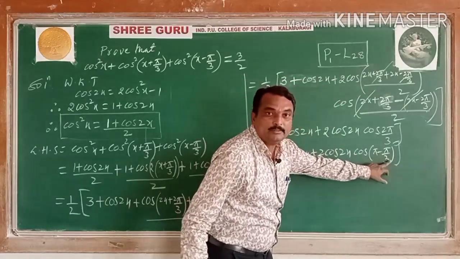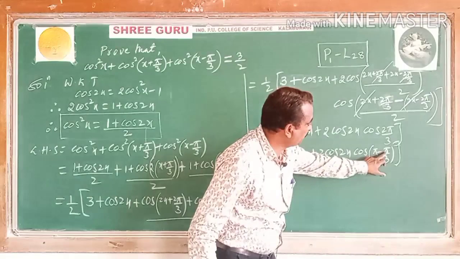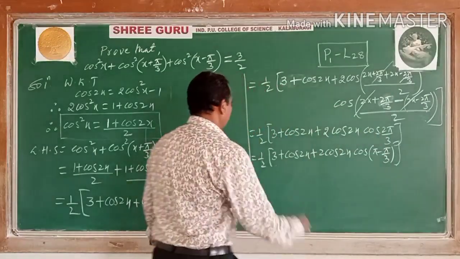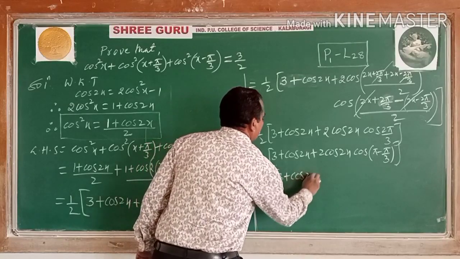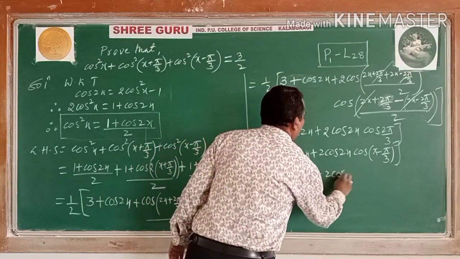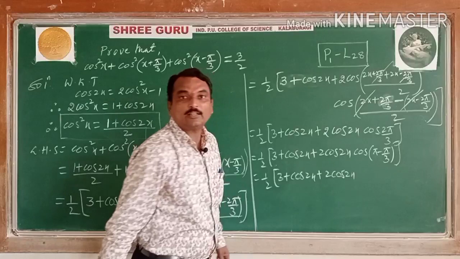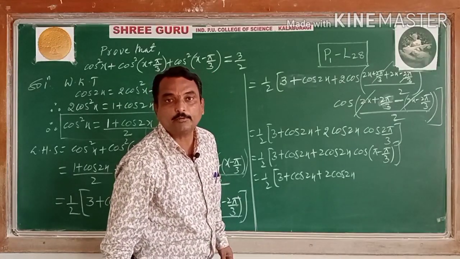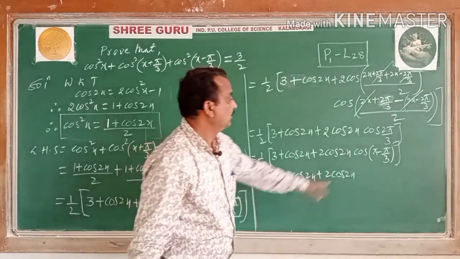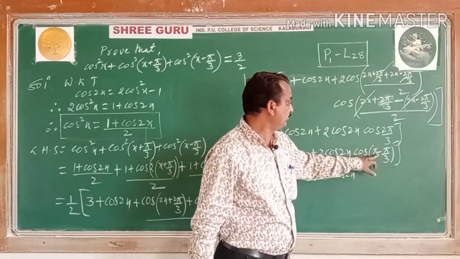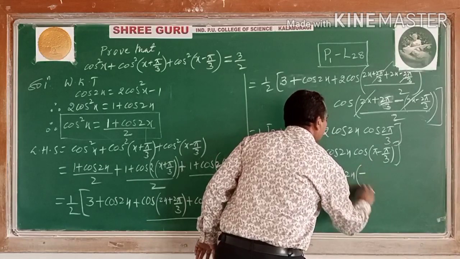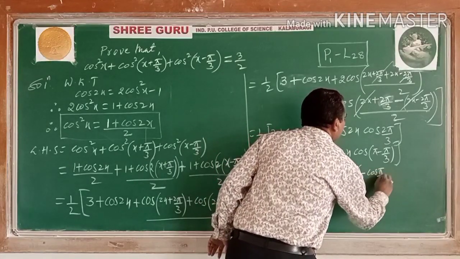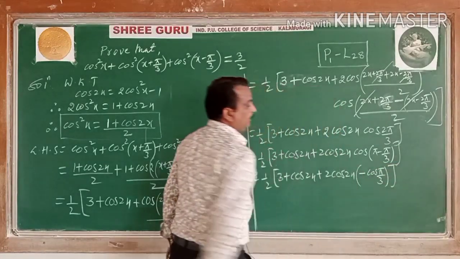Shall I write pi minus pi by 3? 3 pi minus pi, 2 pi by 3. Pi minus pi by 3. 1 by 2 into 3 plus cos 2x plus cos 2x. What is cos of pi minus pi by 3? Which quadrant? Second quadrant. In the second quadrant, no changes here, 1 pi, 2 pi, 3 pi, no changes. The function is the same. In the second quadrant, is cos positive or negative? Negative it is. Minus of cos pi by 3. Clear, all of you?